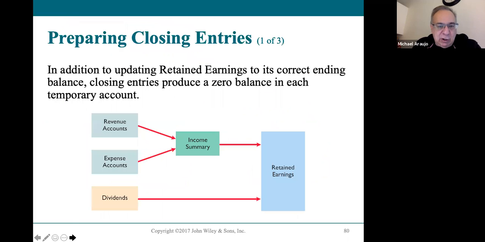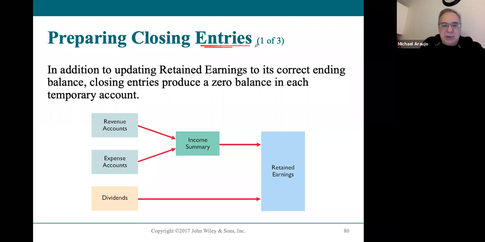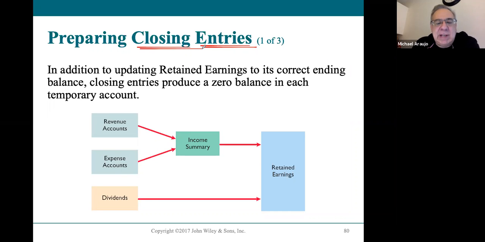So the process of closing involves entries. Of course, everything in accounting starts in the journal. Accounting isn't happening without something being put in the journal. So these entries are called closing entries because they're journal entries that we make to close out our accounts. There are 4 steps that we use.